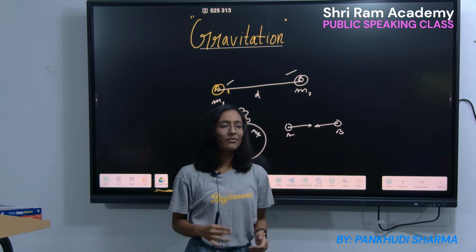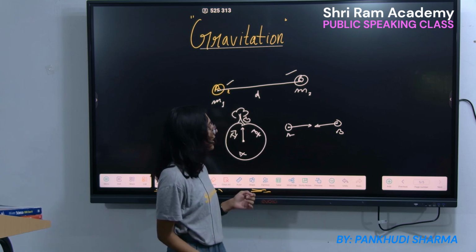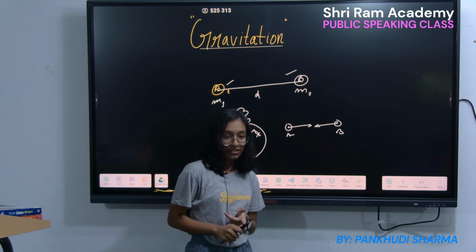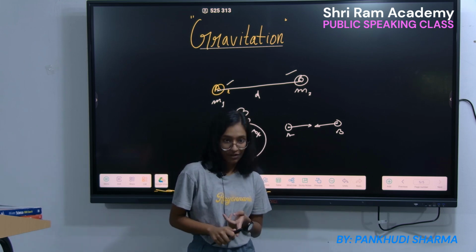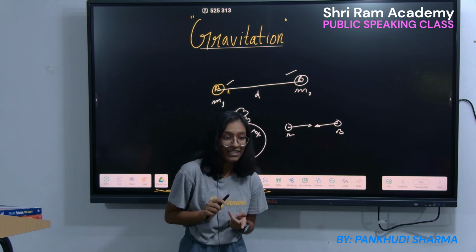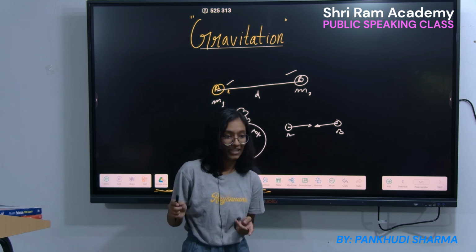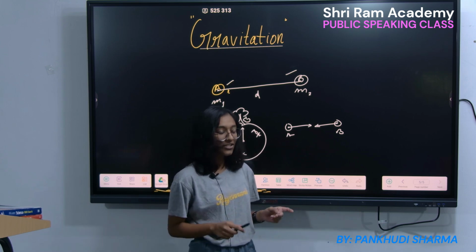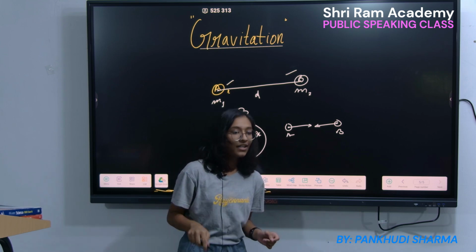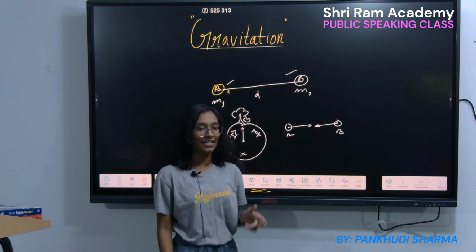I have limited time, so let me wind up. We have studied the universal gravitational constant, and its value is 6.673 into 10 to the power minus 11. Its SI unit is Newton meter square per kg square, and we studied how gravitation is a central force.